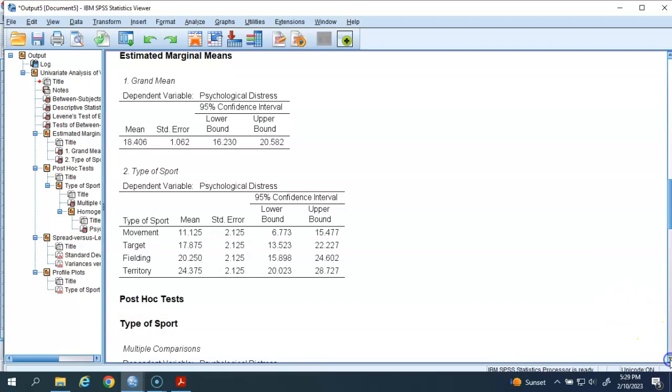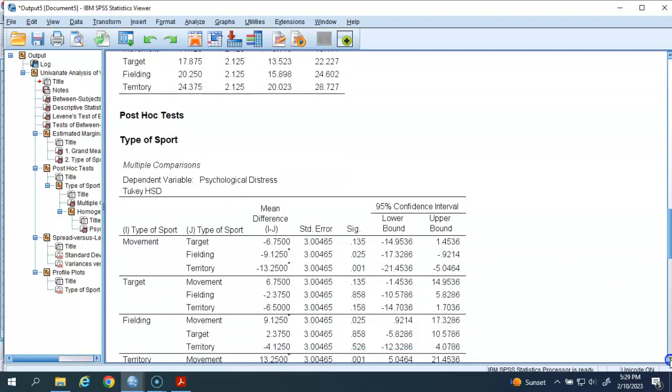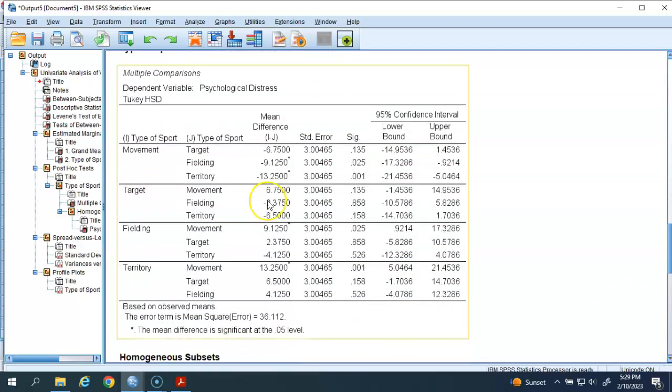All right, let's go down. Hopefully get some post hoc tests. Oh, good. Here they are. Our multiple comparison tests. We asked for Tukey's test. So we'll just go over this now, and we'll take a look at our mean difference and our standard error. So one of the things I really like here in SPSS is that it computes the mean difference. The mean difference is just the difference literally between, in this case, the mean of movement and the mean of target. We get a negative 6.7.